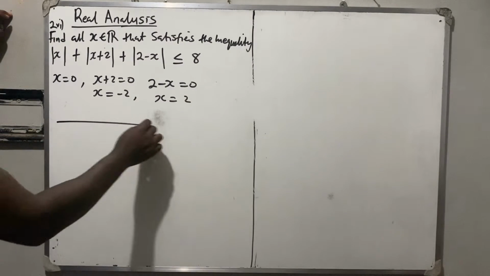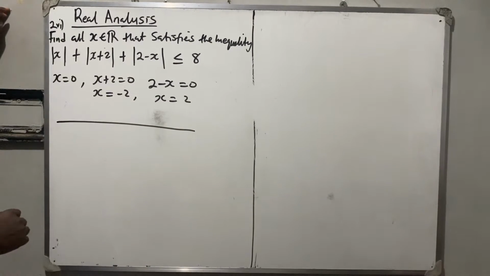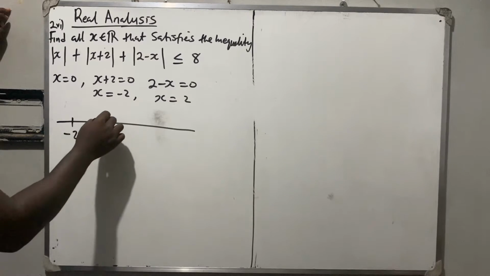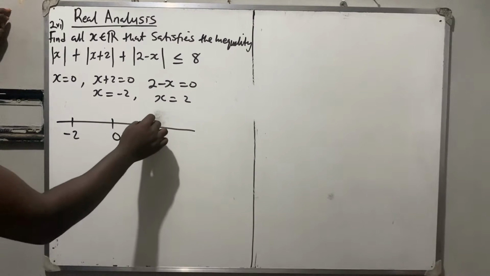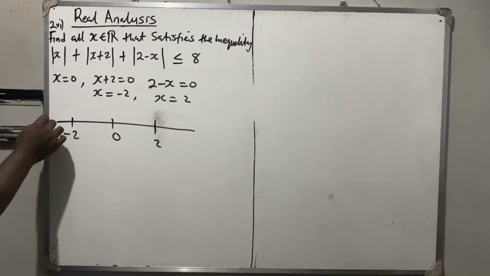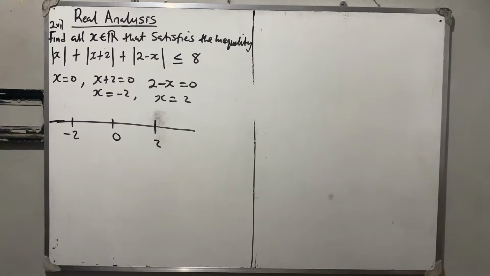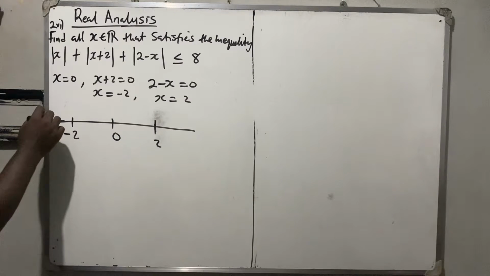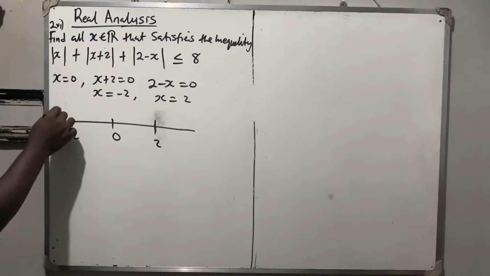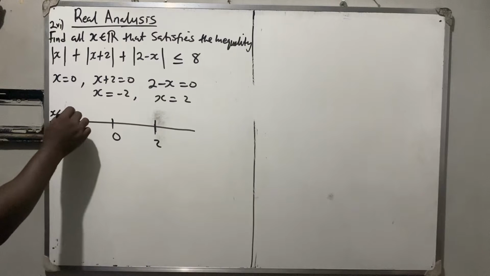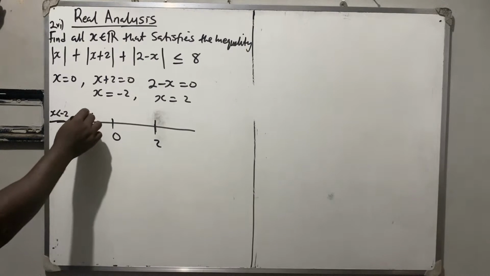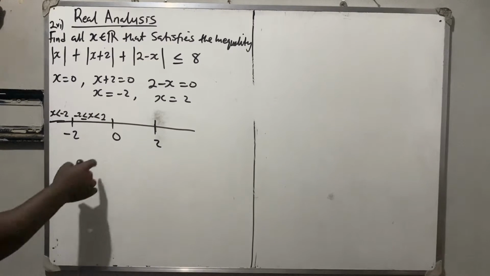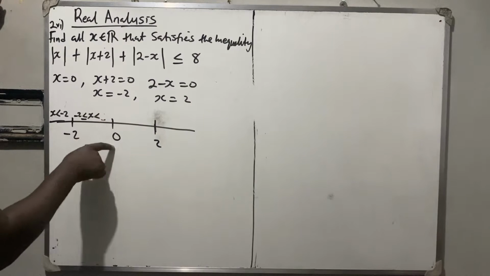So if I draw my real line, because they are all real, I'm going to have minus 2 here, 0 here, and my 2 here. If you look at this very well, you see that this is partitioned into 4 places: 1, 2, 3, 4. So here x is less than minus 2. Here, minus 2 is less than or equal to x, which is less than 0.